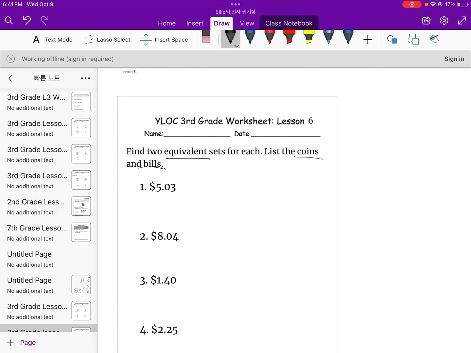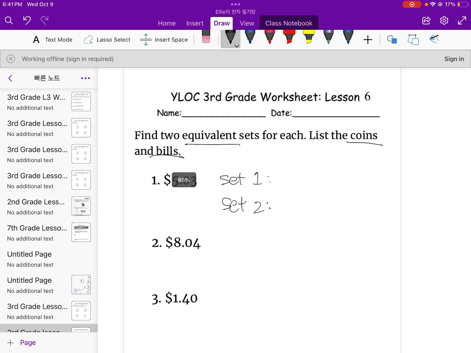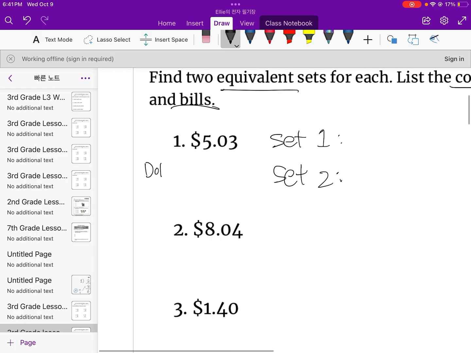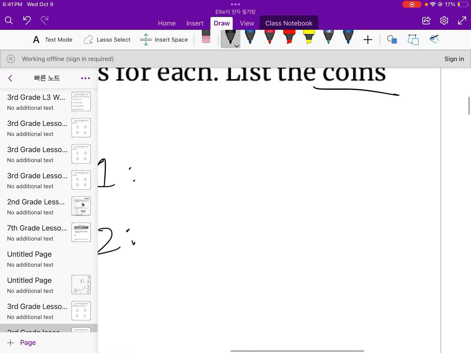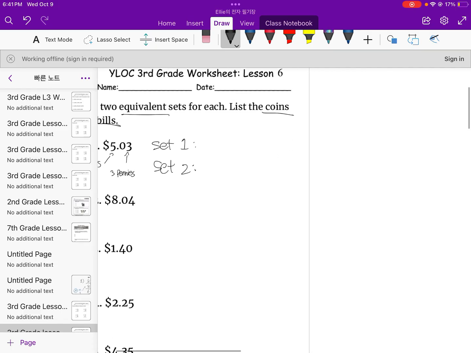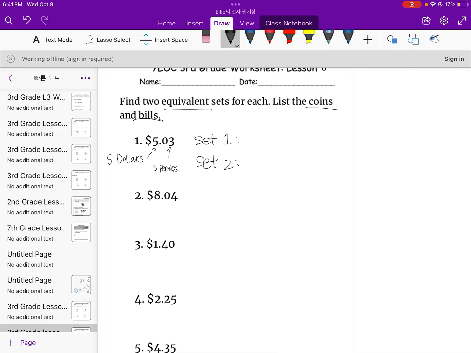So for set 1, let's just set it like this right now. And you know that $1 is just $1, so there's 5 of them. It's $1, so $5. And it's going to be 3 pennies because 1 penny equals 1 cent. So 3 pennies. I'll just write it down so that you can refer to it.